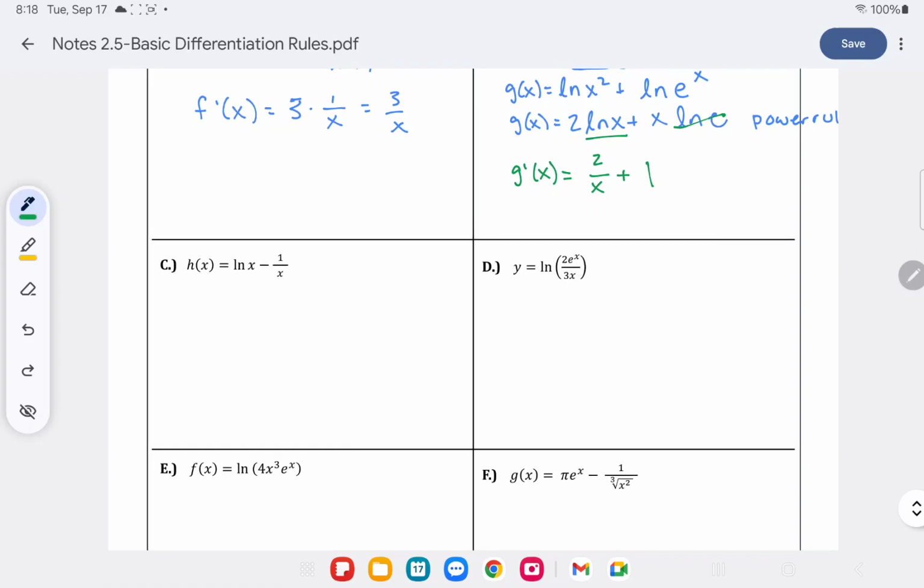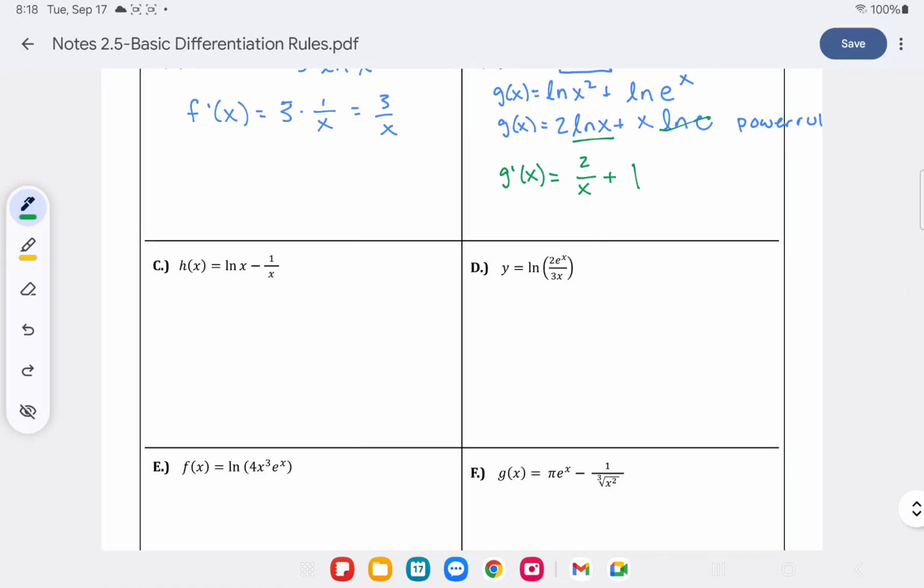Let's try another one. The next one, before I do anything, I don't have any log properties I need to apply here, but I'm going to rewrite this as ln of x minus x to the negative first power. So when I take the derivative, the derivative of ln of x is 1 over x. And then the derivative of negative x to the negative first power is positive x to the negative second power. Or when I rewrite this, I get 1 over x plus 1 over x squared.